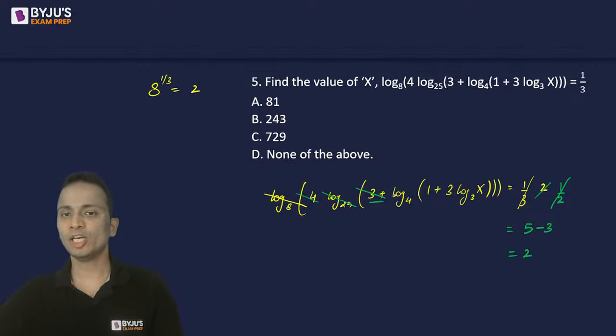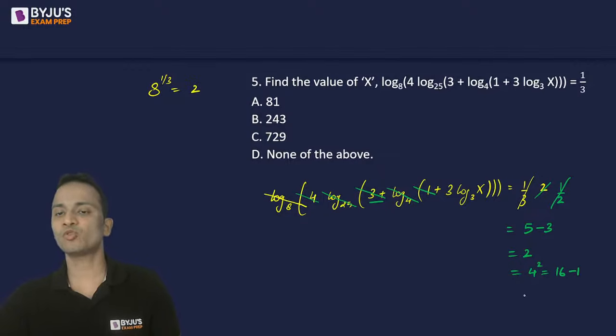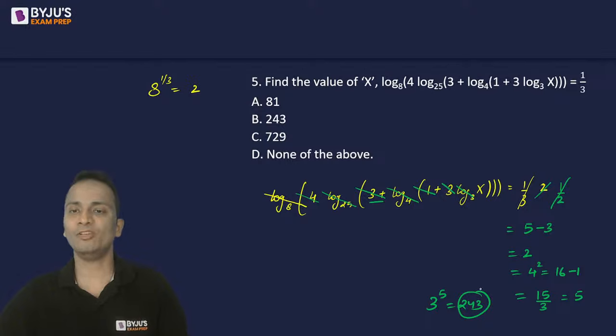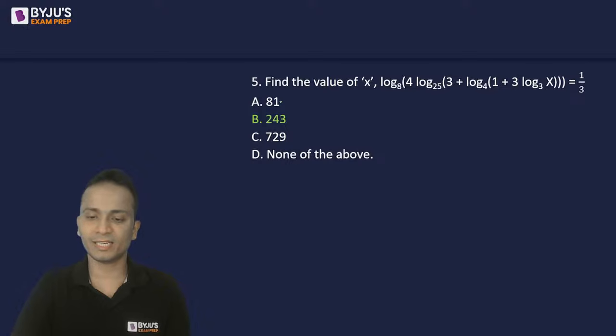Okay. Then log of base 4 will be removed and on the right hand side it will become 4 square. 4 square is 16. Then 1 will be removed. It will become 16 minus 1, that is 15. Then 3 will be removed. It will be the denominator of 15, that is 5. Okay. And then log 3 will be removed and it will become 3 raised to the power 5. So 3 raised to the power 5, that is 243, will be the value of x. All right. Okay. So 243, that is option B is the correct answer.